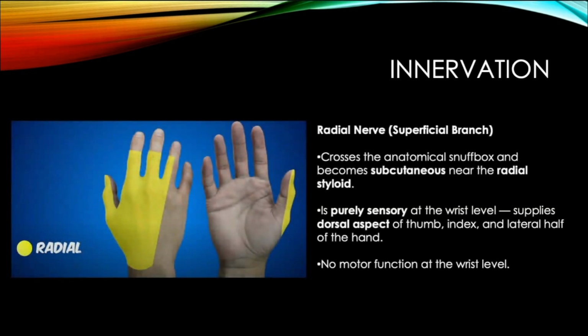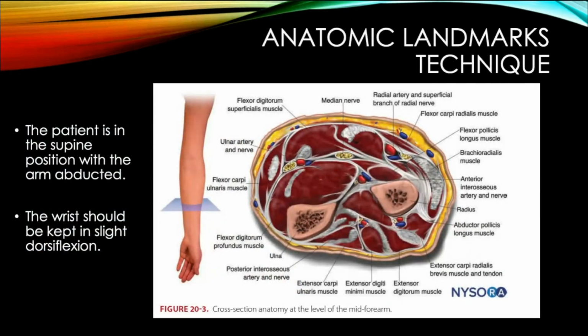So next we go into the radial nerve. The radial nerve crosses the anatomical snuffbox and becomes subcutaneous near the radial styloid. It is purely sensory at the wrist level and supplies the dorsal aspect of the thumb, index and also the lateral half of the hand. There is no motor function at the wrist level for the radial nerve. This picture shows the anatomical landmarks of all three nerves, that is the median nerve, ulnar nerve, and also the radial nerve.